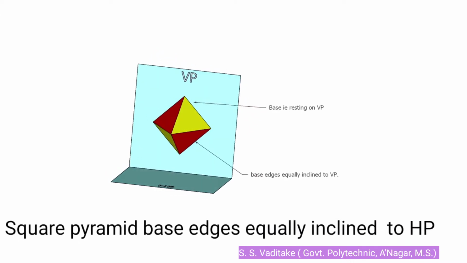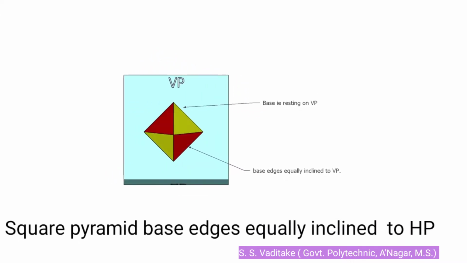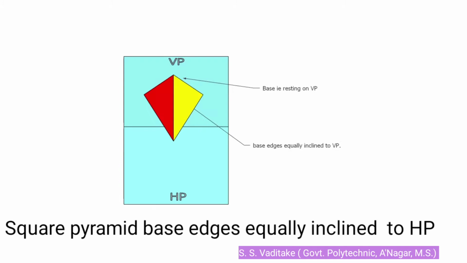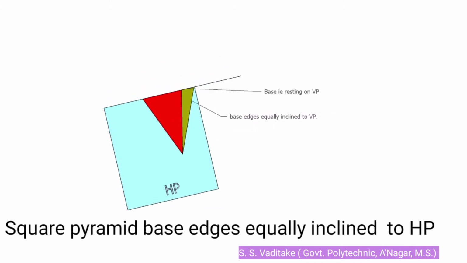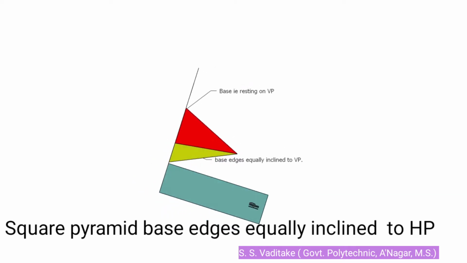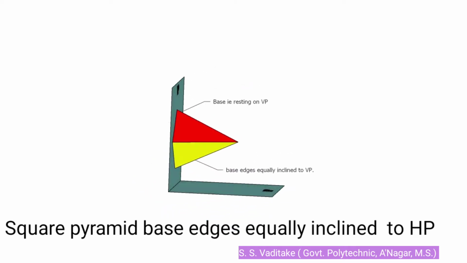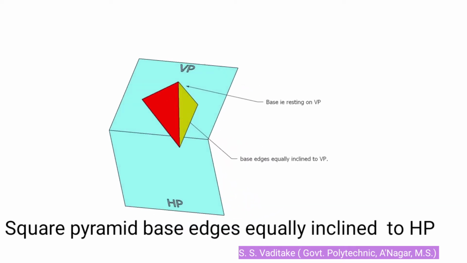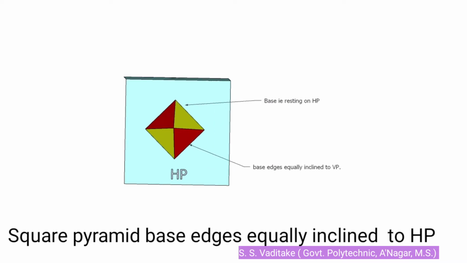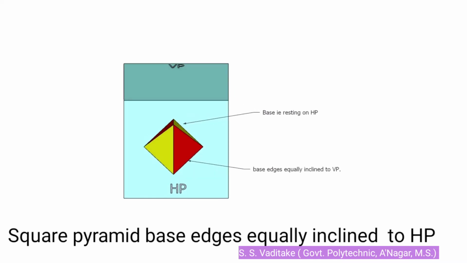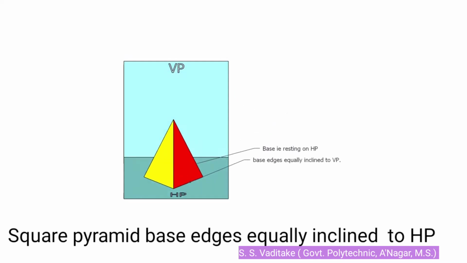This is a square pyramid in which all base edges are equally inclined to HP. Then we have to draw the front view first and then the top view. If the square pyramid has base edges equally inclined to VP, then we have to draw the top view first and then the front view.